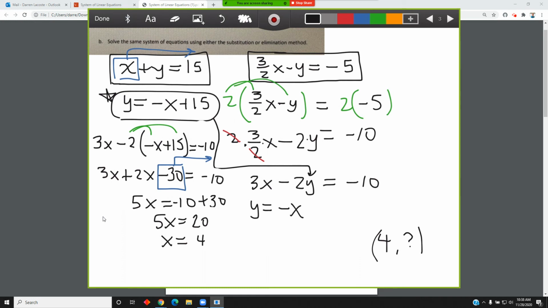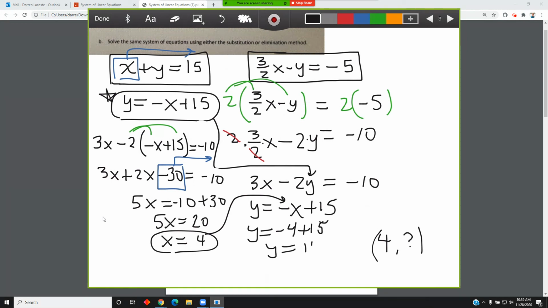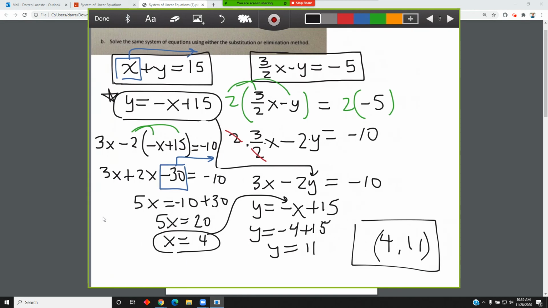So if y equals -x plus 15, and x is 4, when we put that 4 in here, we get y equals -4 plus 15, y equals 11. And so our final answer is 4, 11. All right, notice that this matches the answer that we got in part A.